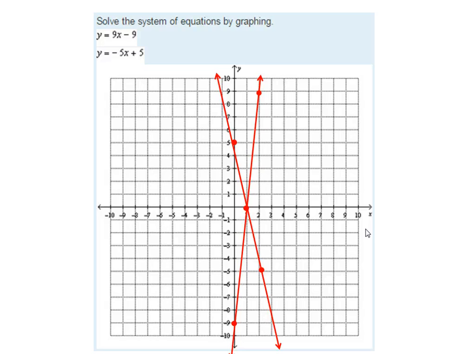The solution, where do they intersect? They intersect right there. And the coordinates for that point are 1, 0. So the solution to this system is 1, 0. If we plug 1 into this equation, we will get 0 out. If we plug 1 into this equation, we will get 0 out. And that is how you solve systems of equations by graphing.